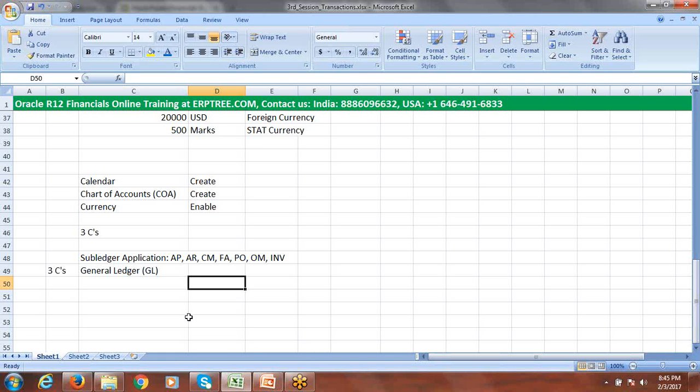If you want to create the transactions in subledger applications, 3Cs are not enough. Remember, try to understand this simple point. If I want to create any transaction in the general ledger application, 3Cs are enough. What are those? These three. But if I want to create the transaction in subledger applications, the 3Cs are not enough. Along with the 3Cs, we need one more component called accounting method.